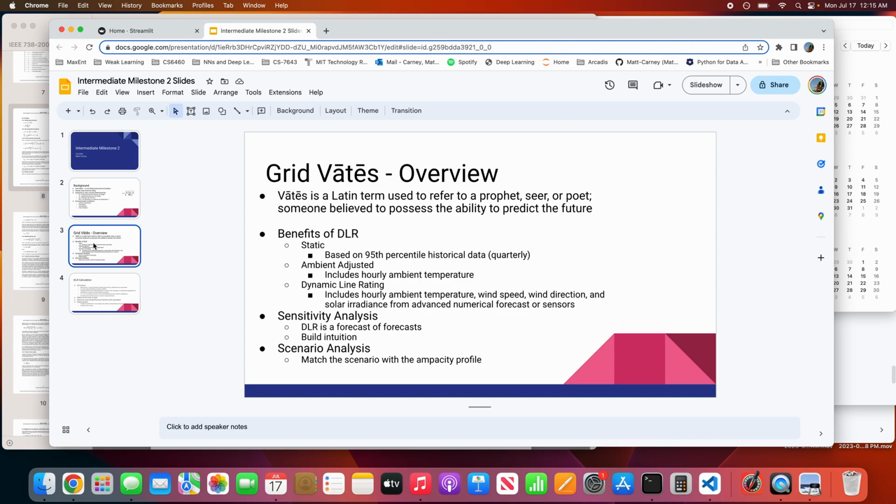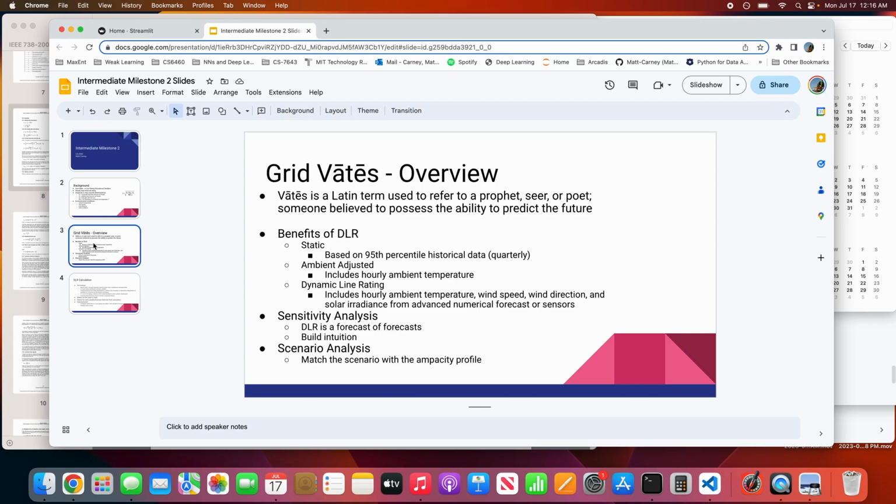So there's three main paradigms at which grids and utilities can operate their transmission lines. Static is where you're taking sort of a worst case scenario, so a 99th percentile based on historic data, and you're taking one reading quarterly, and you're saying, okay, that's the maximum ampacity that we can operate at. That's fine, it's just quite conservative, right? Because you're not always at that worst case scenario, so you're missing out on some efficiency, some additional current that you could be pushing through when you're not at that 95th percentile.